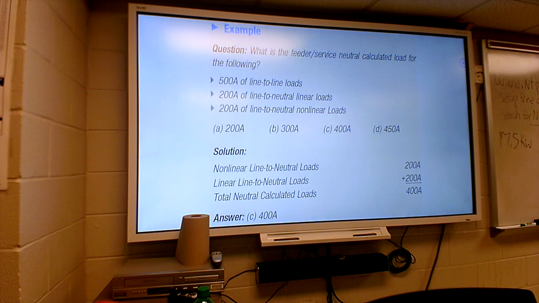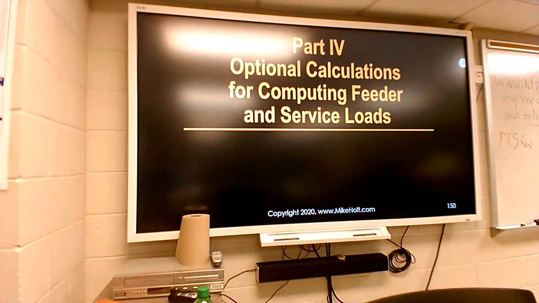And their calculation here, you don't count the top, but you count the second two, which will be 400 amps. So it's just simply 400 amps, because the first one was line to line with no neutral involved at all. 200 amps of line to neutral and 200 line to neutral nonlinear loads. That's it. That's the perfect stopping place right there.